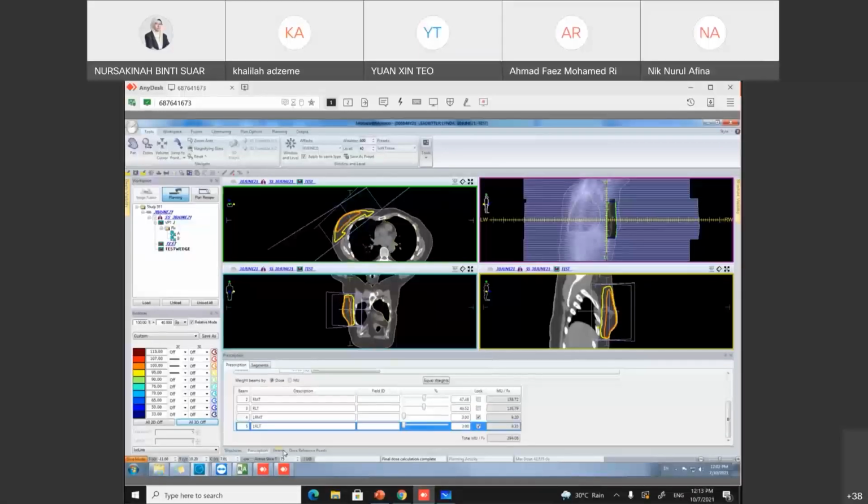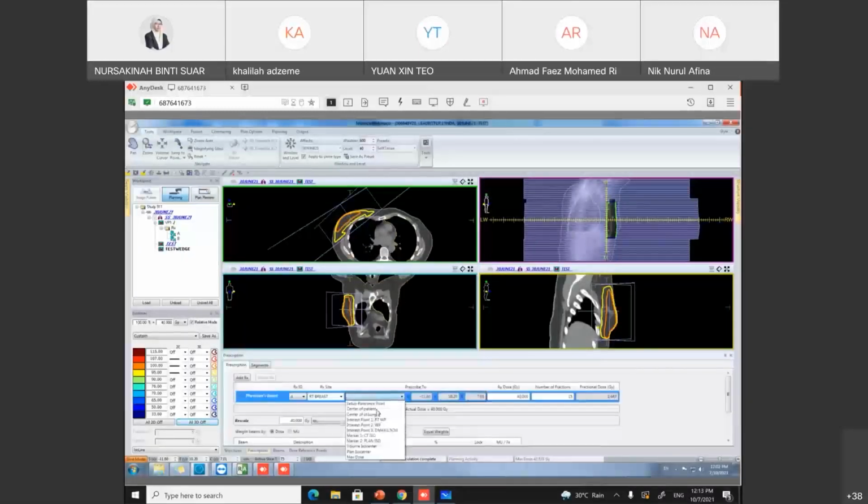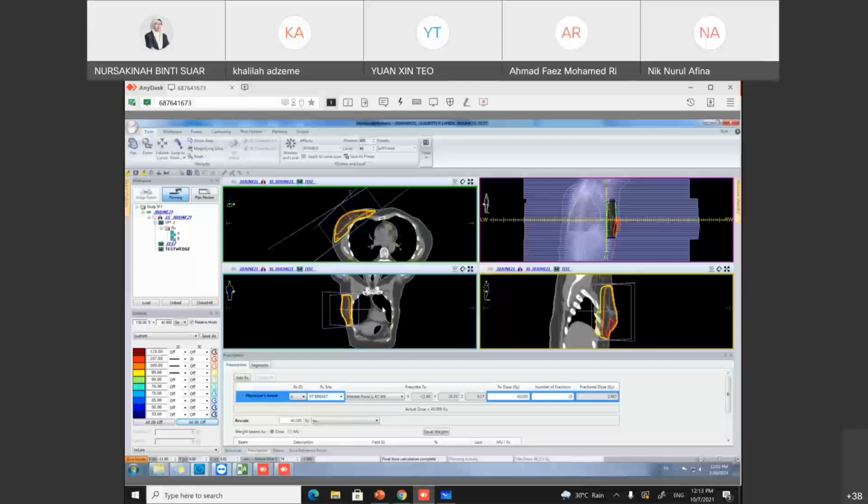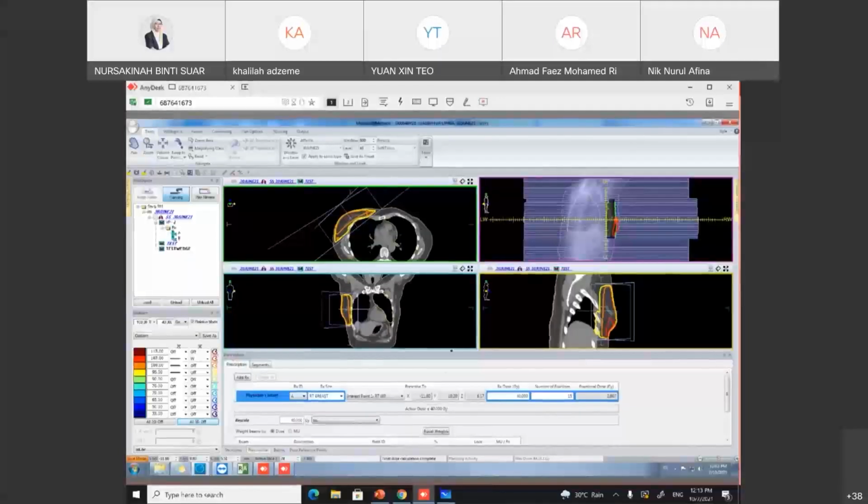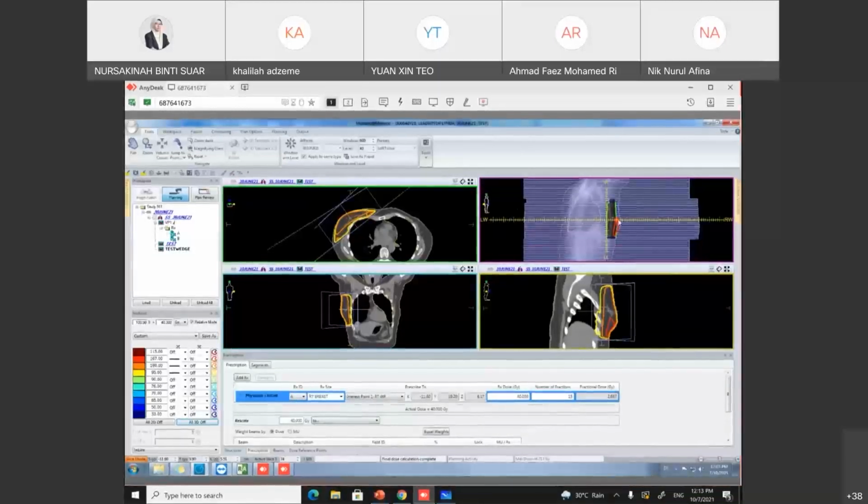So after I change my prescription point to that particular point, pay attention to the 100% color there. When I click, it will straight away change. Okay. Then now, when I put it deeper, my 95% coverage actually covers better, comparable to the wedge plan just now. But now my hotspot is coming back, so you can do more.